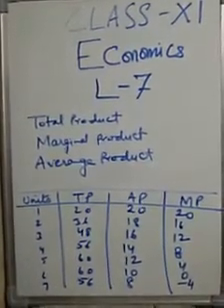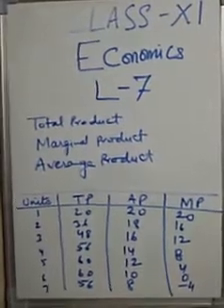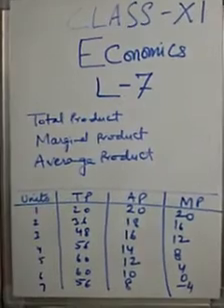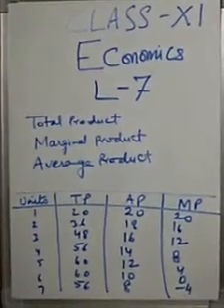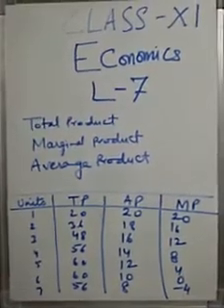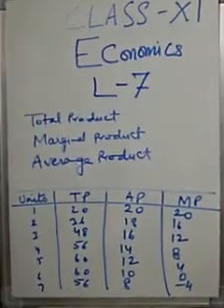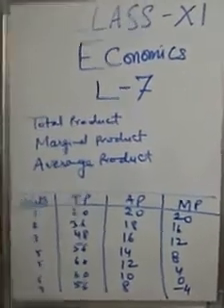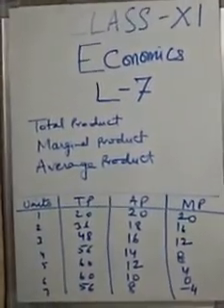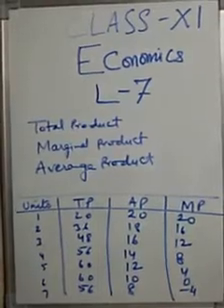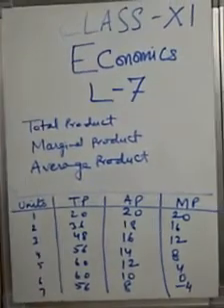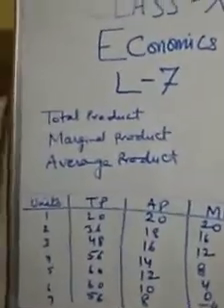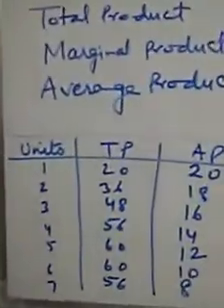As you are seeing on my whiteboard, I have mentioned three terms: total product, marginal product and average product. So what is total product? Total product is the sum total of output of each unit of the variable factor used in the process of production. This is also called total return of the variable factor. What a variable factor is, we have already discussed.